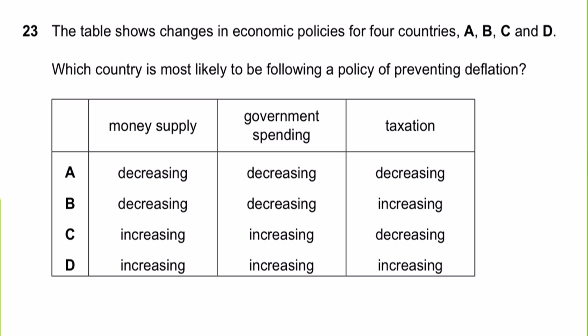Next, the table shows changes in economic policies for 4 countries A, B, C and D. Which country is most likely to be following a policy of preventing deflation? Okay, they have to prevent deflation. Deflation means prices are decreasing. Now they have to prevent deflation. It means prices should be increased.